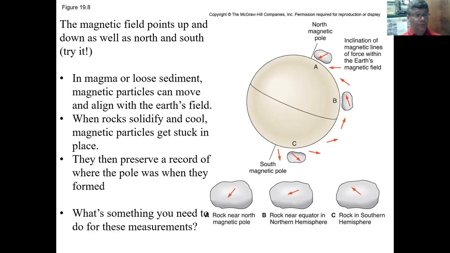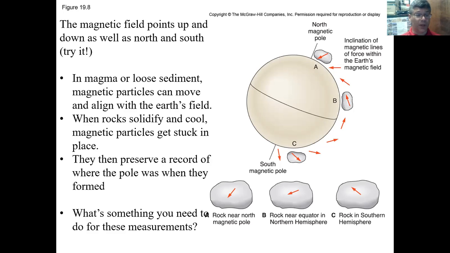If a rock is melted, it's magma, or if we have loose pieces of sand and mud, then the magnetic bits within that can jiggle around and move, line up with the Earth's magnetic field, just like the compass needle does. But as the rock solidifies, whether it's cooling from magma or the pieces getting stuck together from sediment, eventually those pieces are no longer able to move around. They'll be stuck lined up with however the Earth's magnetic field is when they form.